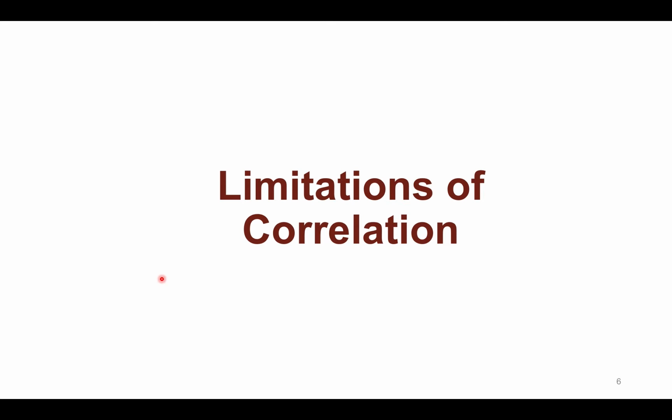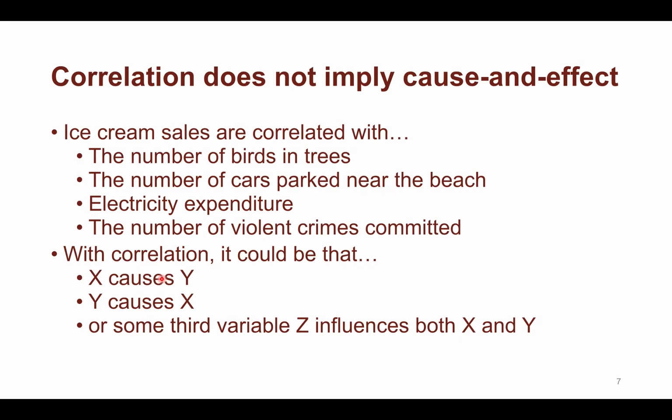So correlation certainly has its limits. One of those that we talked about earlier in the course was the idea that in a correlational design, it's not possible to establish a cause and effect relationship. You would need to do an experimental design in order to possibly establish a cause and effect relationship.